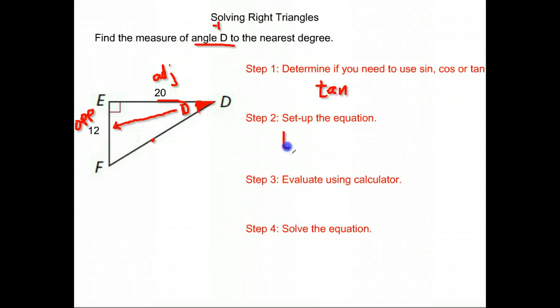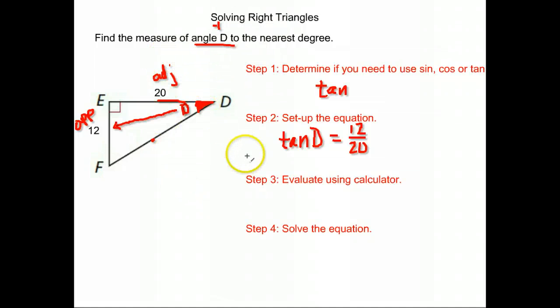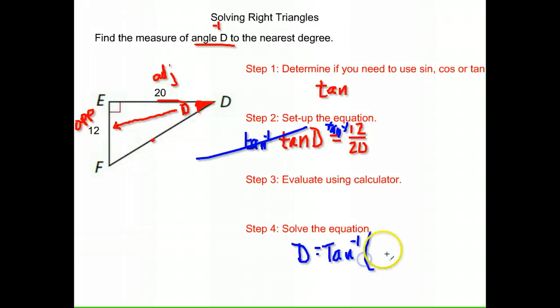Then we set up the equation, tangent of the angle. Do we know the angle? We do not. We just know that it's angle D. So I just write tangent D equals opposite leg. The opposite leg was length 12 over the adjacent leg, which was length 20. And I'm set. Now I just need to calculate that. Okay, how do I do that? Well, I need to get rid of tangent. So to get rid of tangent, when you don't know the number there, you do the inverse tangent of both sides. So my answer is going to be D is equal to the inverse tangent of 12 over 20.